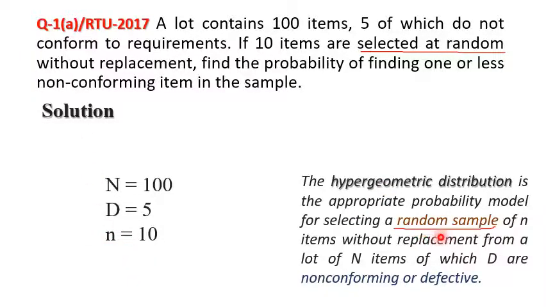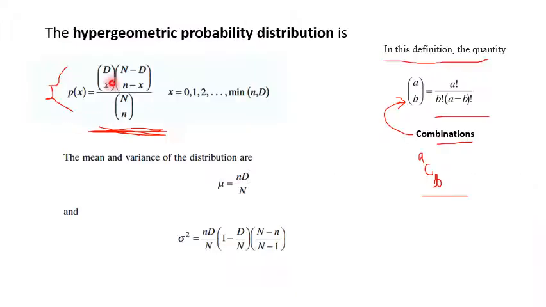Here, by a random sample we mean a sample that has been selected in such a way that all possible samples have an equal chance of being chosen. In this application, X usually represents the number of non-conforming items found in the sample. So now the hypergeometric probability distribution formula is this: probability of X, and here X is the number of defectives in the sample. And the formula is like this, and here X is equal to 0, 1, 2, up to the minimum of small n or D.